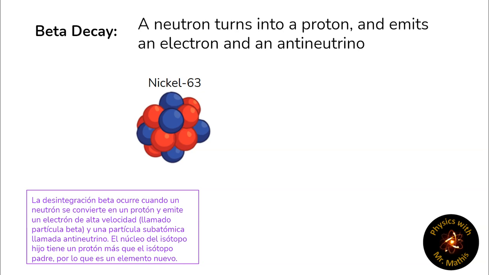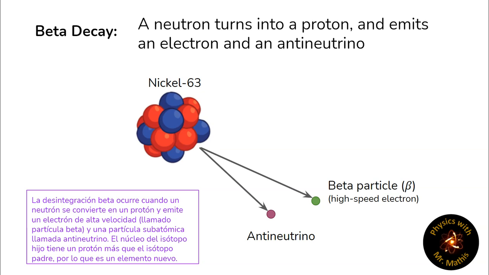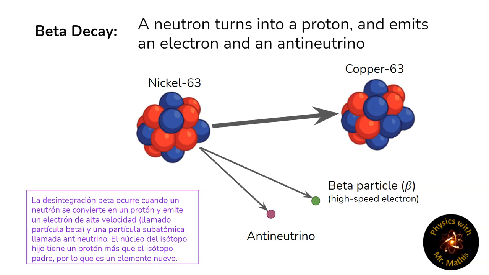In beta decay, a neutron turns into a proton and it emits an electron and a subatomic particle called an antineutrino. You don't need to worry about what an antineutrino is, just know that it's a subatomic particle emitted during beta decay. In this example, we have a nickel-63 nucleus that emits an antineutrino and an electron that's moving very quickly. That's called a beta particle. When it does that, the nickel nucleus becomes a copper-63 nucleus.